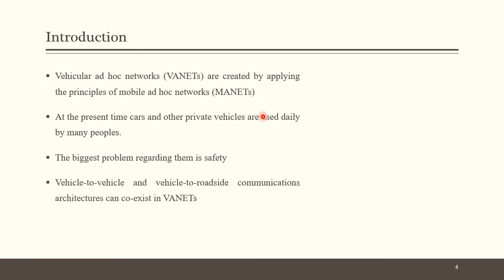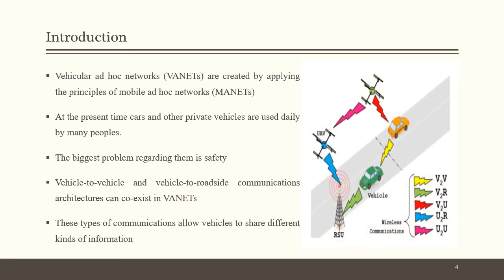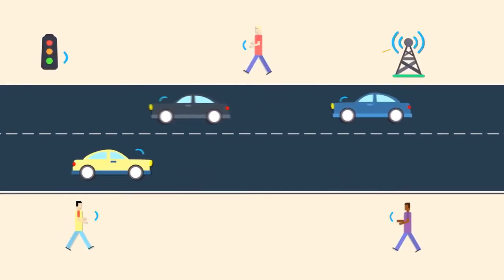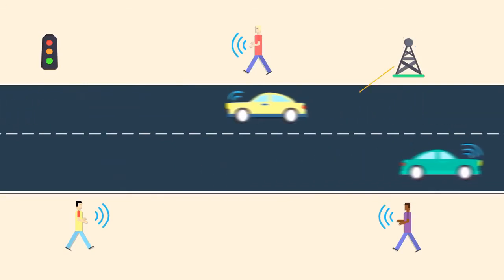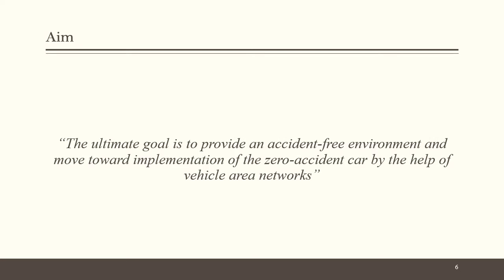So what we are trying to do here is to create a safe environment for vehicles by allowing vehicle to vehicle and vehicle to roadside communications in VANET. Through this communication, cars can share vital information and warnings which can save the life of a person. By allowing this communication, we are trying to reduce road accidents and increase passengers' comfort. So as I said, the main aim of VANET is to provide an accident-free environment and move toward implementation of zero accident cars with the help of vehicular ad hoc networks.